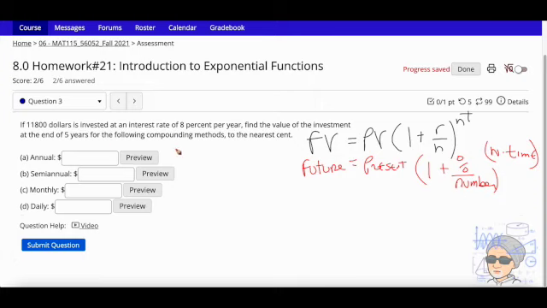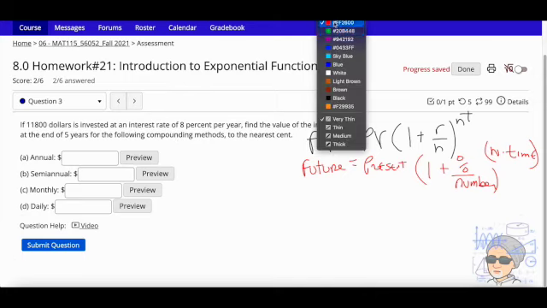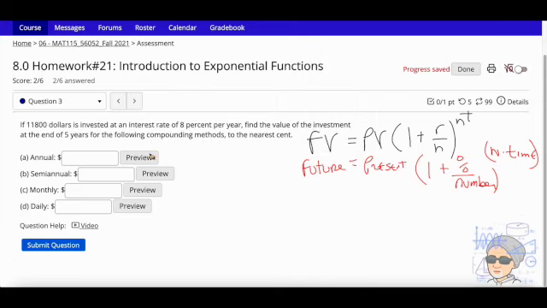So for this one, let's see what the formula set up together would give you. Okay, what is annual? Annual means that n is a one-time thing. It's a one-time annual compounding, once per year. Semi-annual is every 6 months, or twice per year. Monthly is going to be 12 times per year, and daily is going to be 365 times per year.